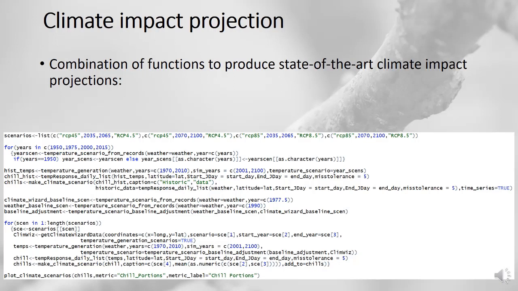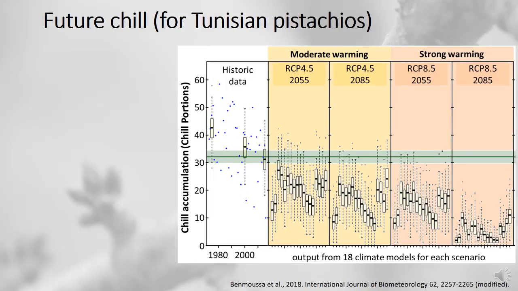Maybe this already looks scary, but it is actually a relatively concise set of functions for generating something that is rather complex and, in my view, goes beyond what most scientific papers on chill risk assessment contain. Here's the result of similar lines of code applied not to Istanbul, but to Tunisia again, the location where these pistachios that I showed you earlier were cultivated.